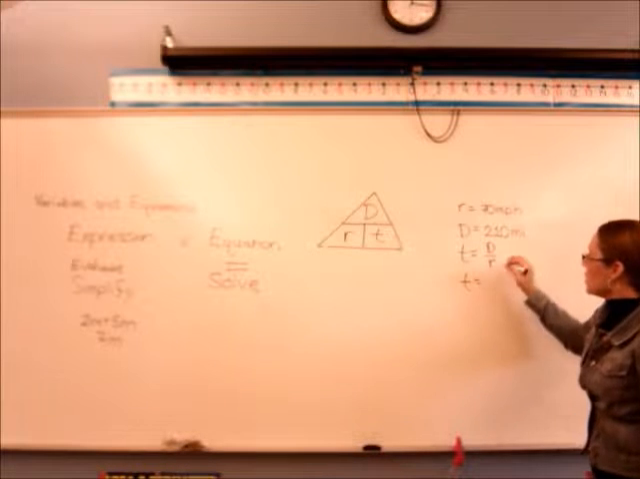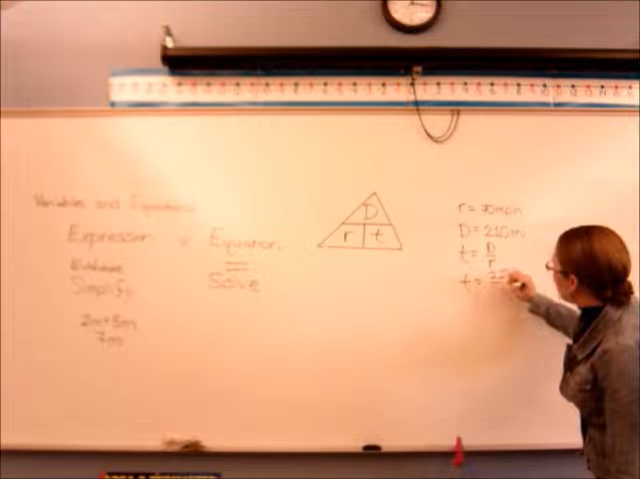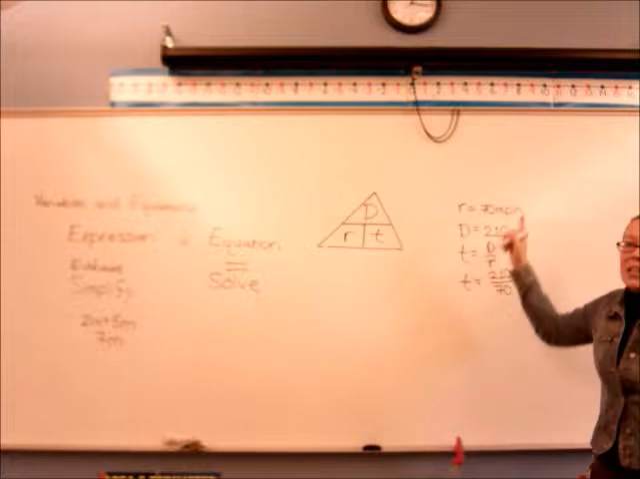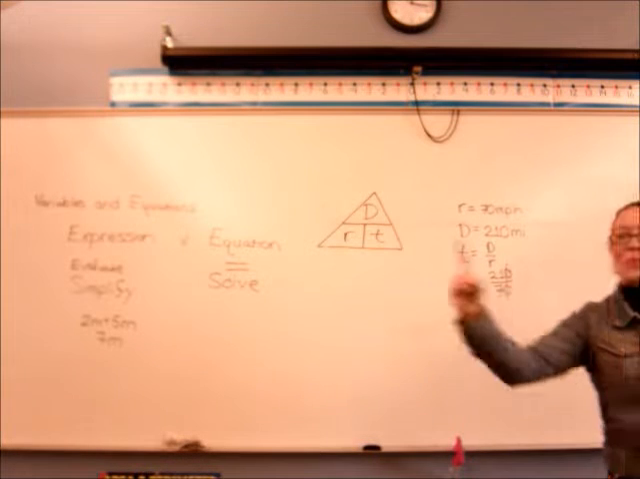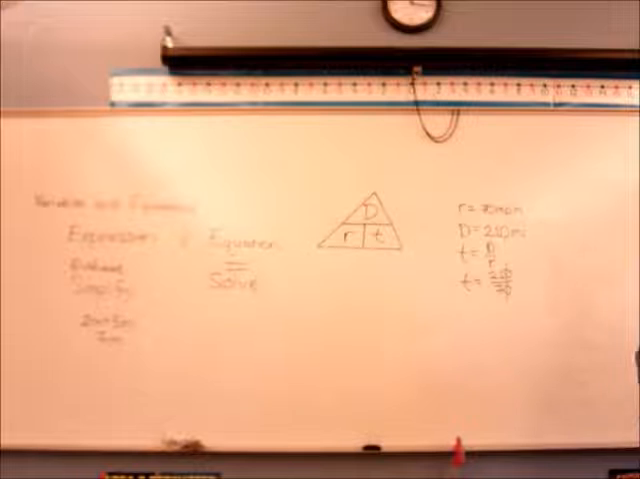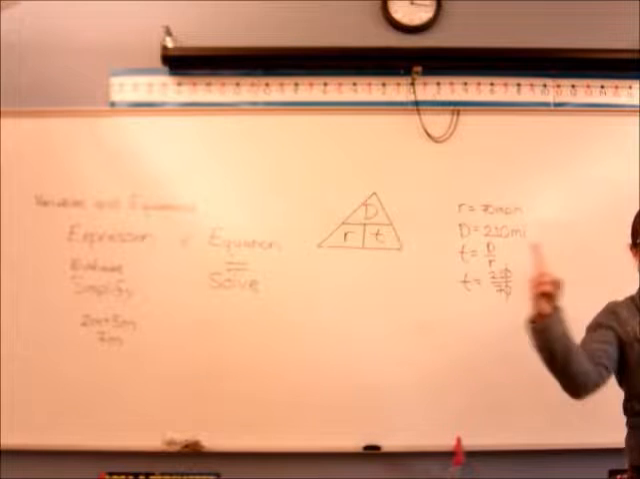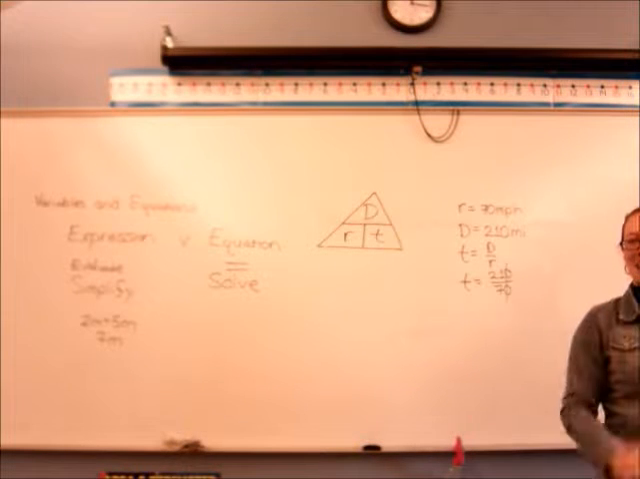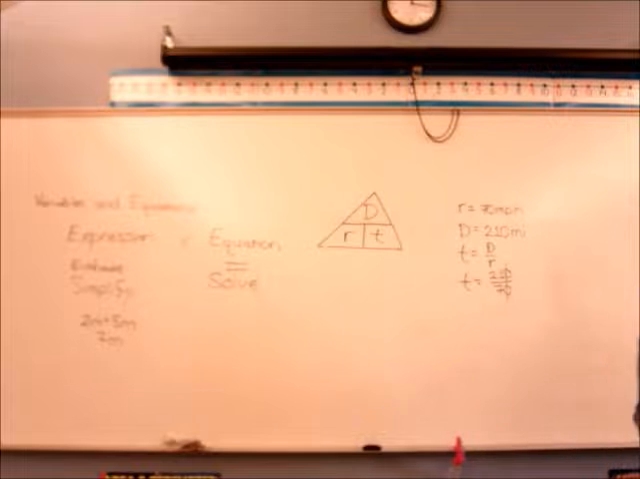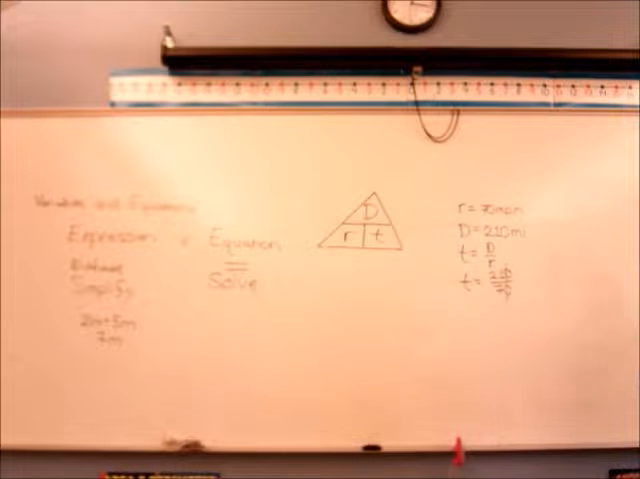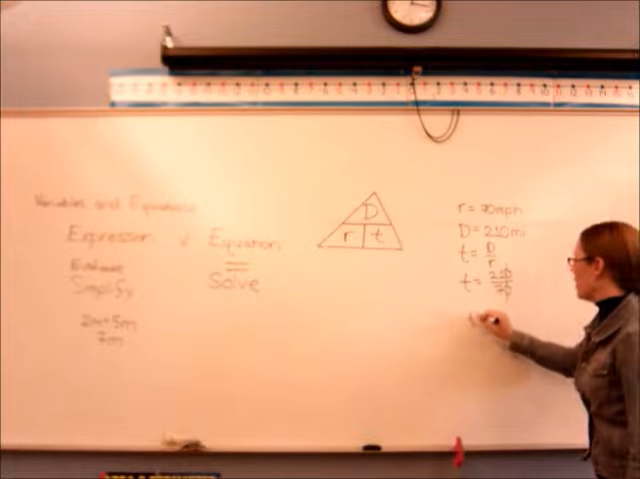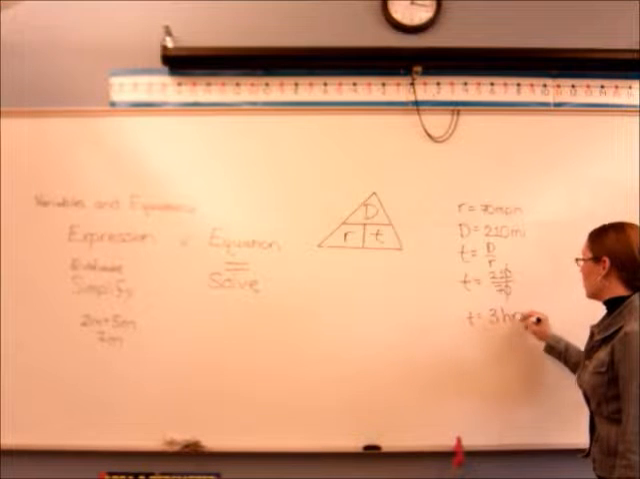So distance is 210 divided by 70. Ooh, I see zeros at the end. What's the rule with the zeros at the end? What are we dividing by? Things that have 1 zeros in them. 10. Let it sink in. All right. Everyone, 21 divided by 7. 3. 3 what? Hours. Make sure you label your final.